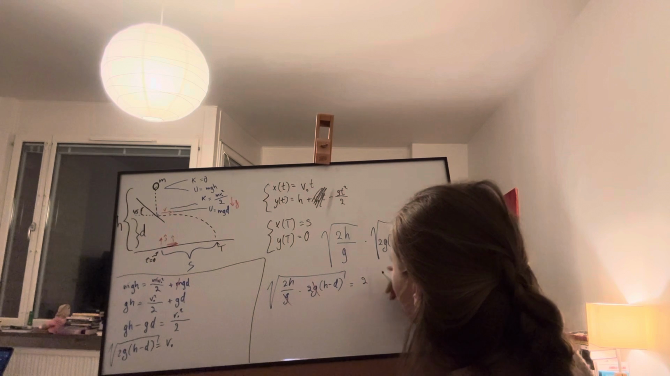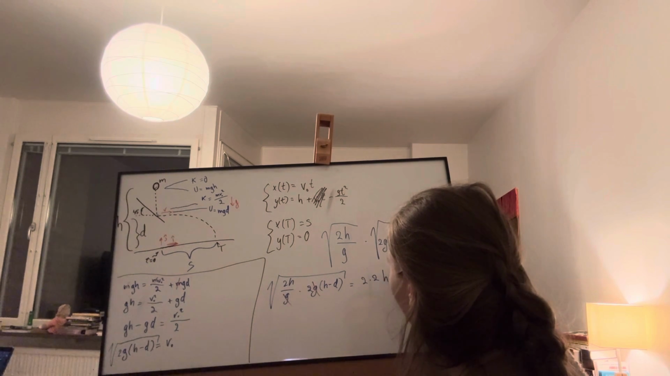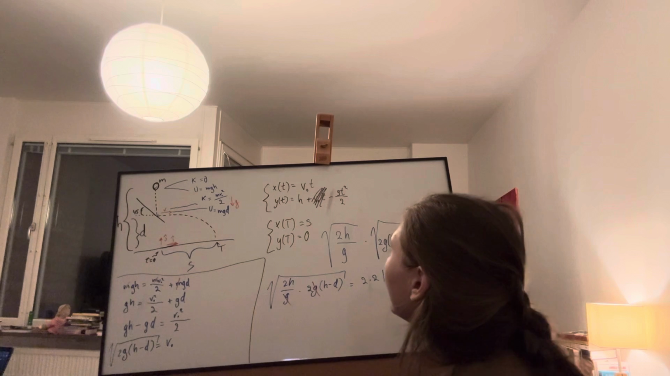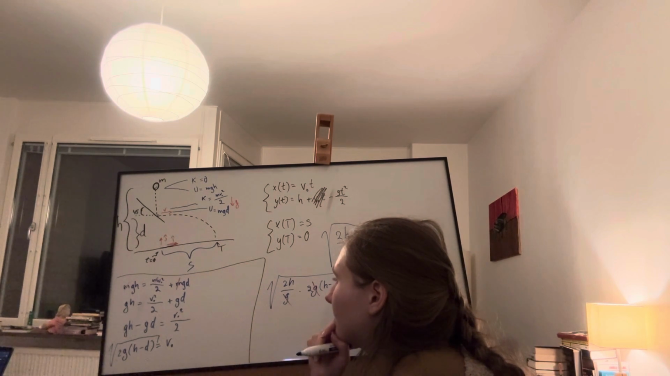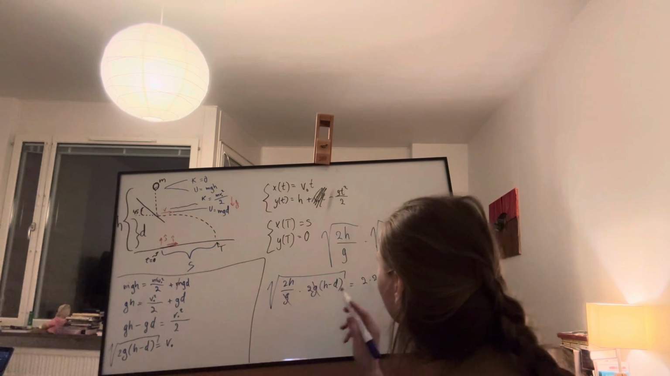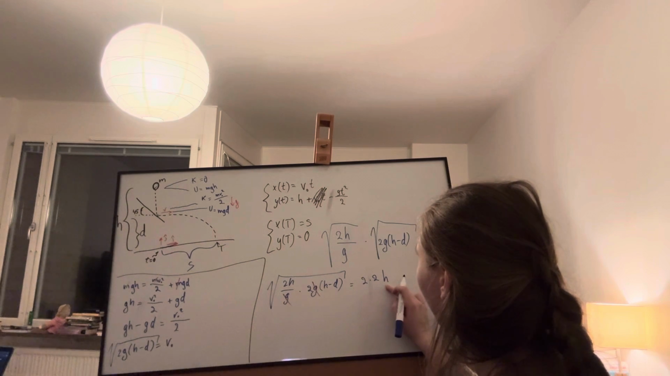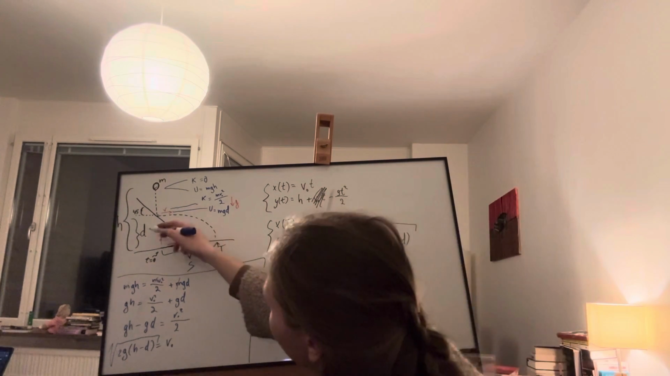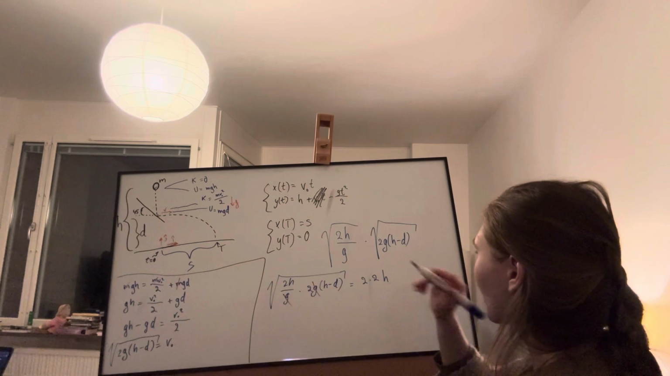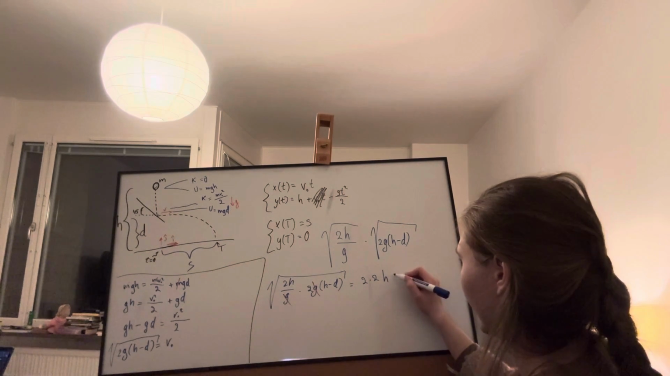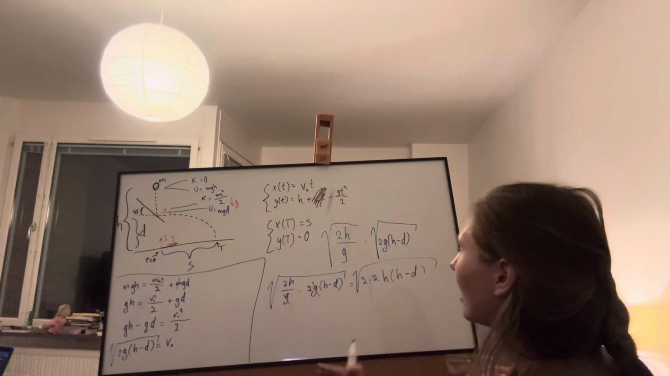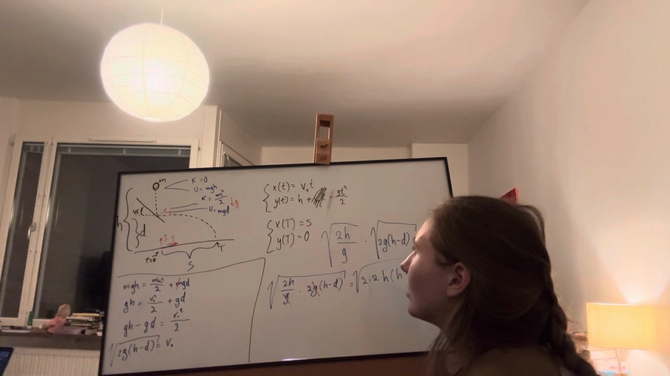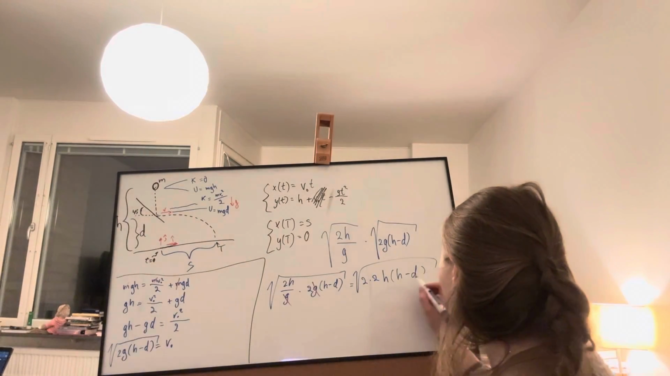So we have 2 times 2 h. Oh damn, I made a mistake. This h should be this distance. I'll move on, I'll keep on writing, and then let's troubleshoot together, shall we?